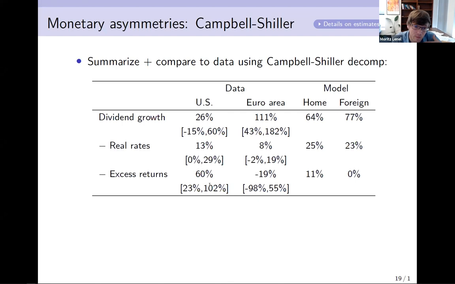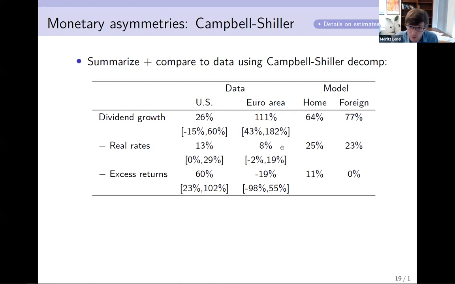It's well established that, of course, in the US, and this is also where Itamar has worked, a lot of the effects of monetary policy are explained by news about future excess returns rather than about changes in real rates and changes about dividend growth. So really these risk premia are a key transmission channel of US monetary policy.